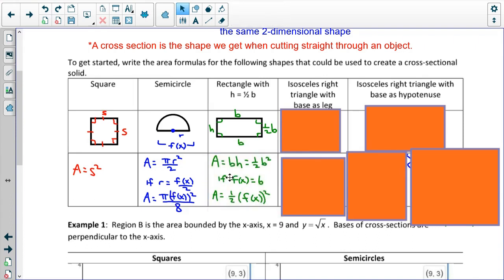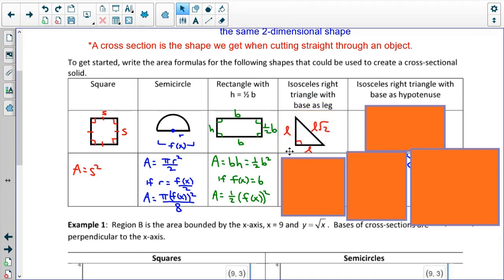The area formula for that would just be 1/2 base squared. And if the length of the function on the x-axis, or on the actual graph, I shouldn't say the x-axis, but if I'm placing these rectangles perpendicular to some axis, and this base is on the ground, then I would probably try and make my function deal with this base. Isosceles right triangle with the base as the leg.